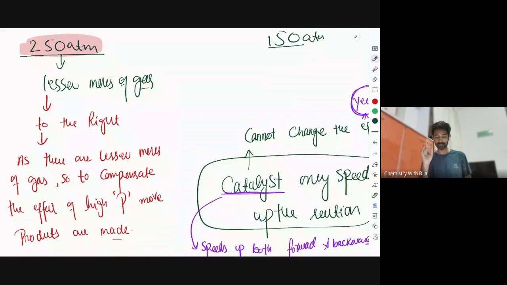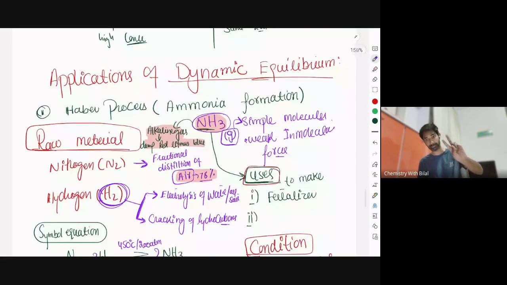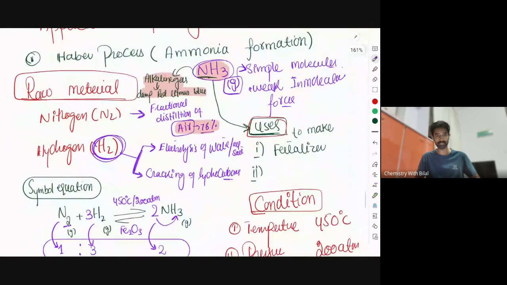उसके बाद जो सबसे इंपॉर्टेंट है वो है एप्लीकेशंस. उसमें 2 एप्लीकेशंस है. We have Haber and we have contact process. In Haber process हमने उस दिन डिटेल में किया था.